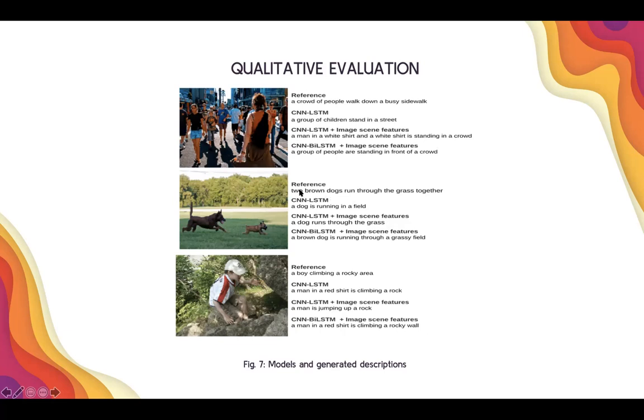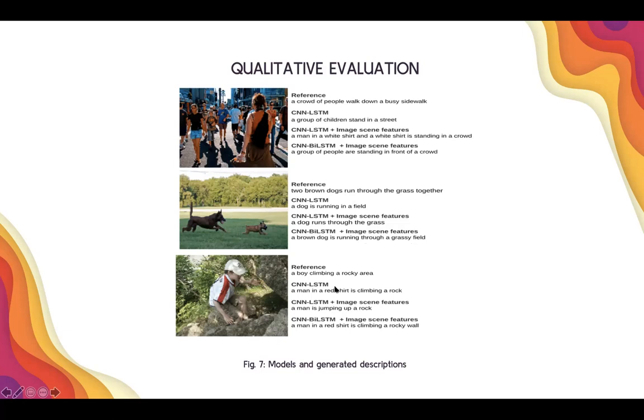For the second image, you look at the reference text, two brown dogs run through a grass together. Again, our CNN by LSTM method is able to introduce scenery. So you see the words grassy field. If you look at this image, you see a grassy field. So it is able to introduce what is going on in the scene into the sentence description, thereby generating more semantically correct sentence descriptions.